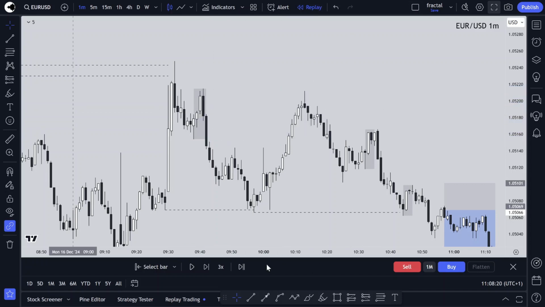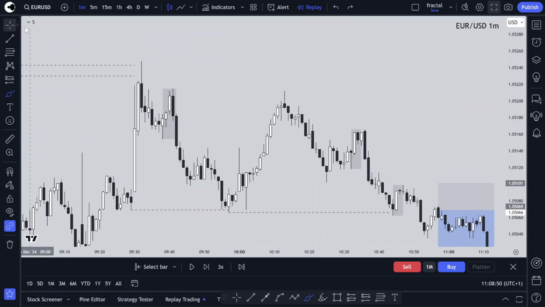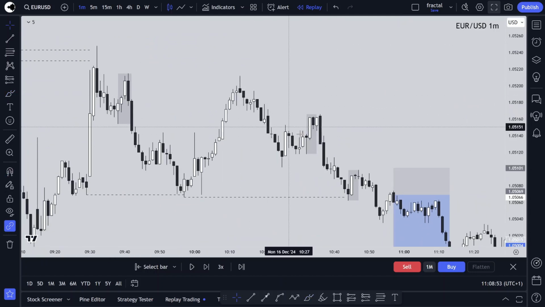Price took out, for example, this high, went in this really premium zone, and then went down again. This was the first sign of weakness, because price didn't create a new higher high, but created a lower high, as you can see. So this was the first sign of weakness, the first sign of selling pressure, but it wasn't enough for me, so I was still waiting here.